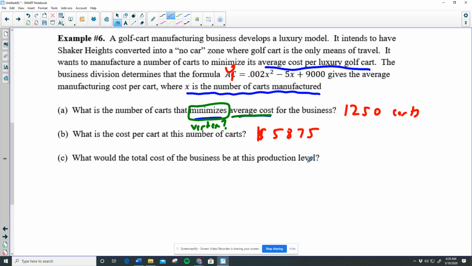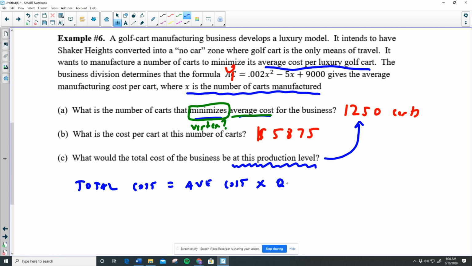So let's think about this. The total cost. So they don't want to know how much they're spending on one cart. They want to know how much they're spending on all of the carts. Well, how many carts is that? Well, it says at this production level. So that means use this as the number of carts. So let's just think about this. Total cost is going to be equal to the average cost times the quantity. And here I'm using the x in the old school way to mean multiplication. So all I have to do here is take the average cost times the 1,250. And that, of course, is a nice job for Desmos as well.